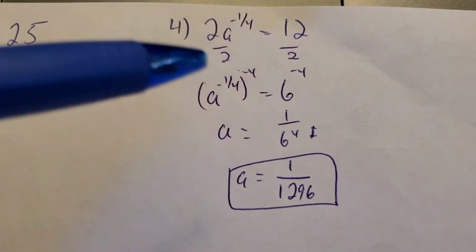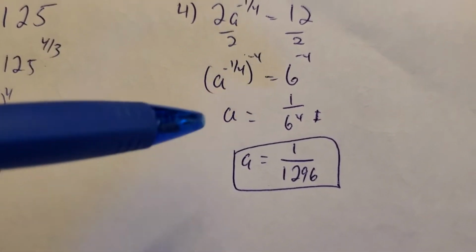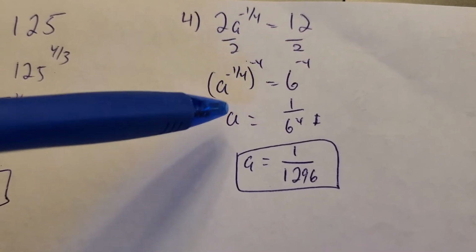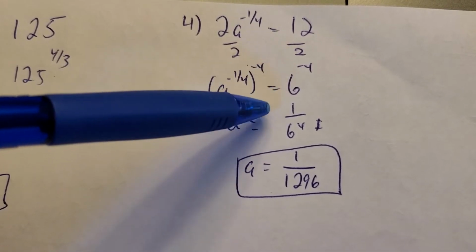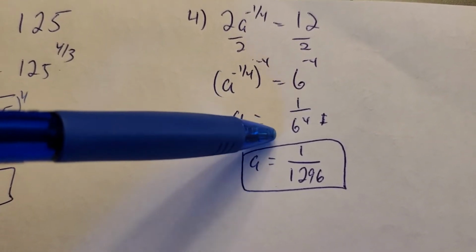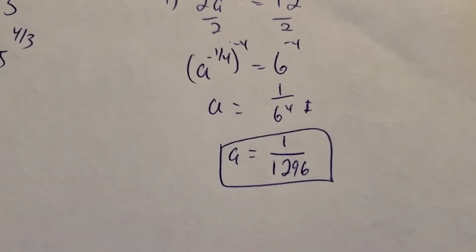Power raised to a power, you multiply. Multiplying reciprocals wipes it out, so we get just a. A is equal to 6 to the negative 4th power. 6 to the negative 4th power is 1 over 6 to the positive 4th power, which is 1 over 1296.